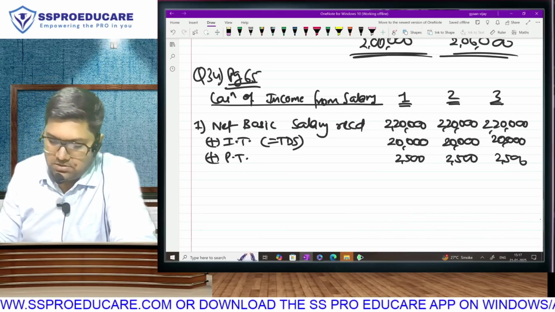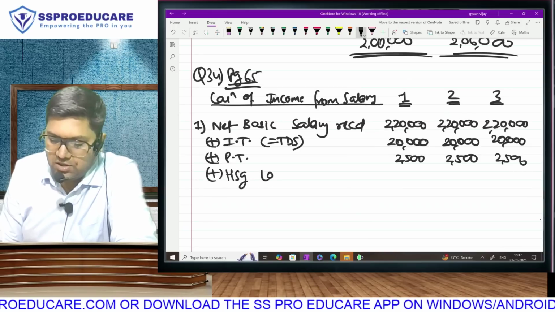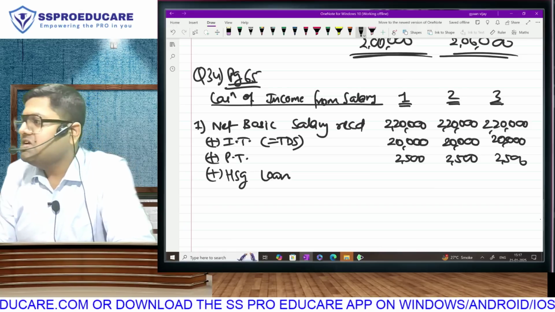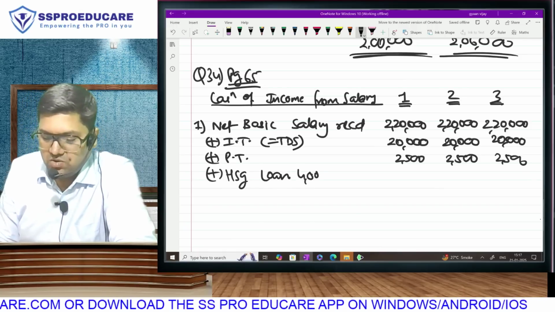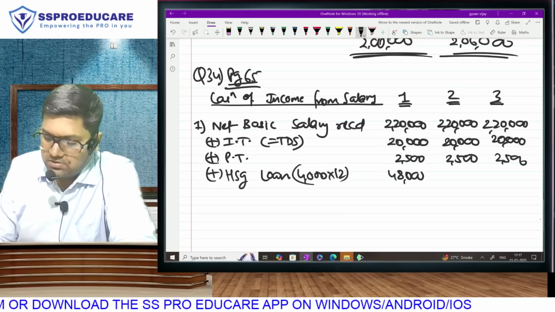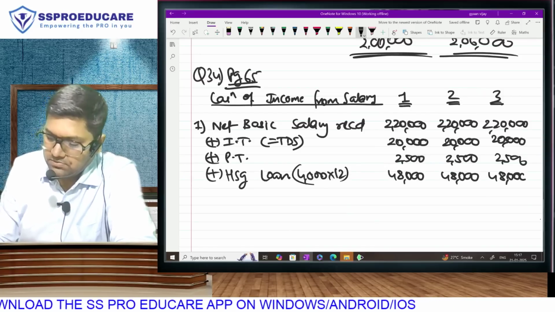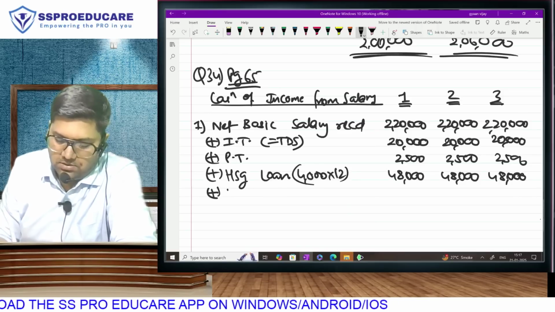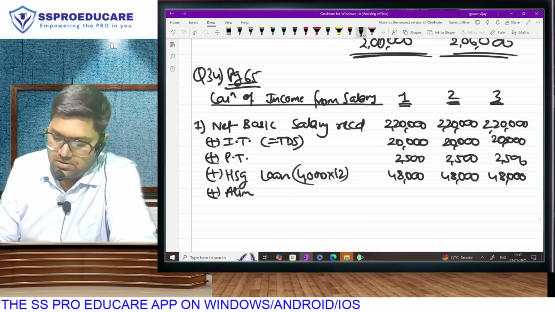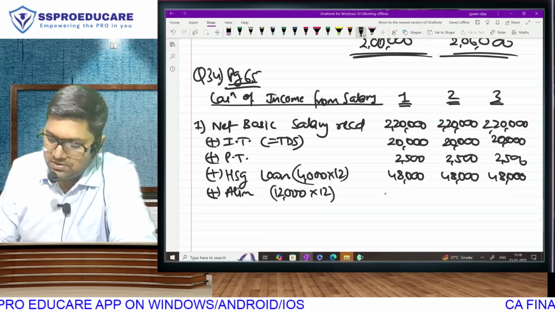Next is housing loan. So we add 4,000 in all the columns. Rubbish. Don't make such silly mistakes, please. We will be adding 48,000 because it is per month. Next, alimony. Alimony is also per month.